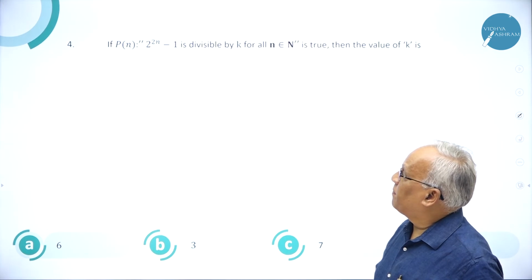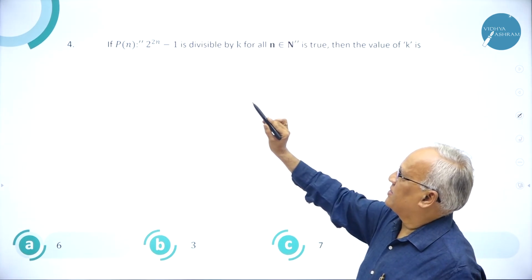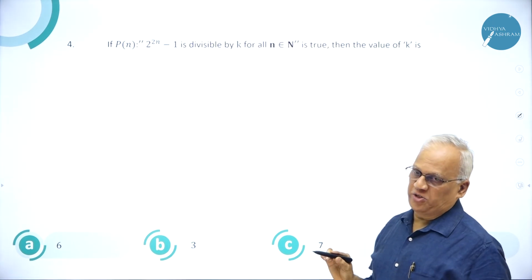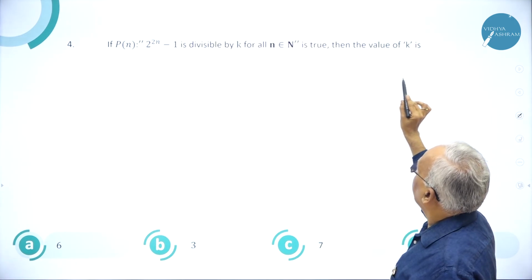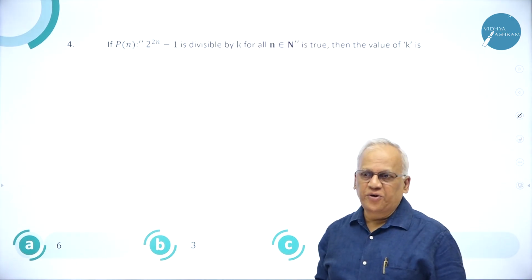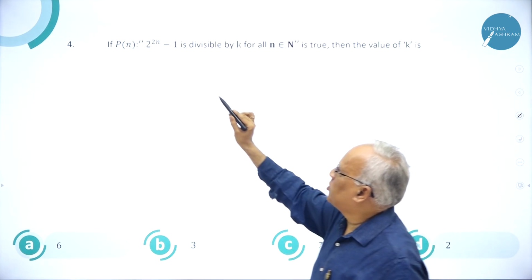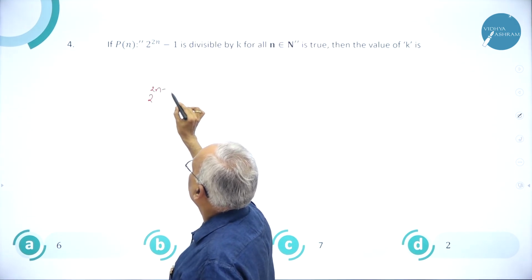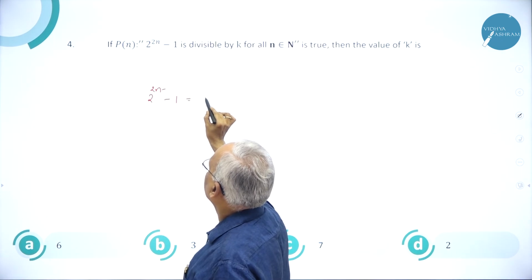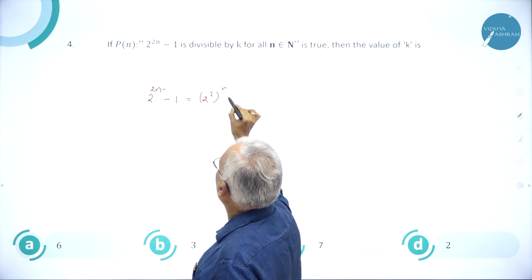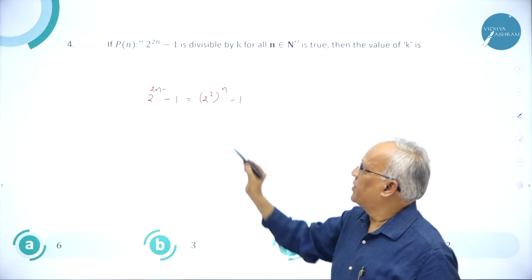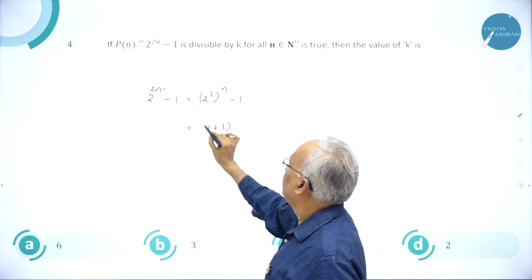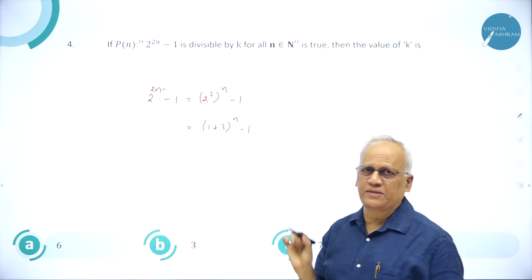See, if the proposition P(n) stands for 2^(2n) minus 1 is divisible by k for all n belonging to N, then what is the value of k? See, I give you two methods here. One is: 2^(2n) minus 1 can be written as (2^2)^n minus 1. By law of indices, which is equal to 4^n minus 1, that is (1 plus 3)^n minus 1. This is a very systematic approach.